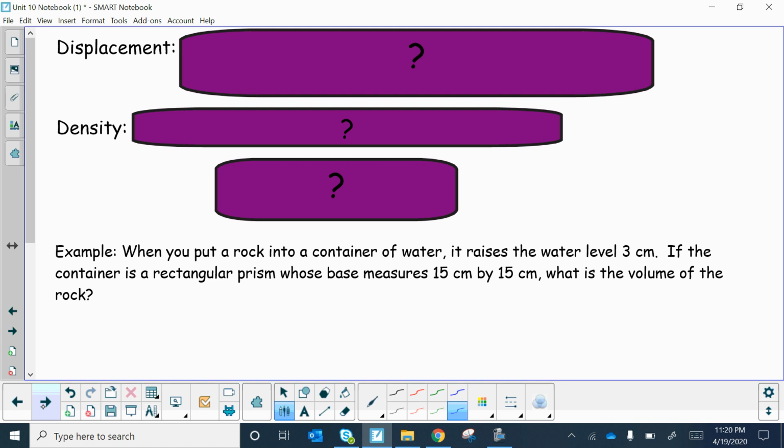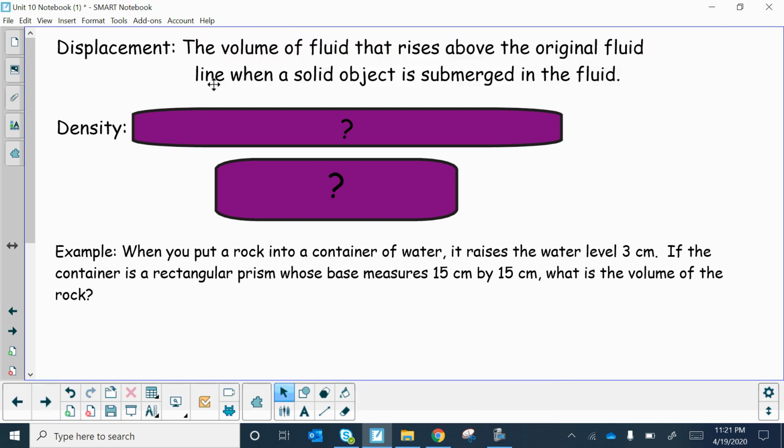All right, let's look at a couple of definitions. Displacement. Okay, feel free to pause the video. Displacement is the volume of fluid that rises above the original fluid line when a solid object is submerged into the fluid.